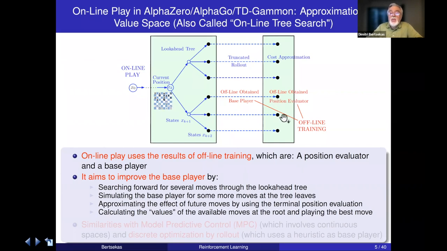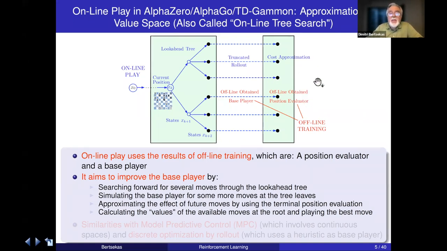After it has done the search, then it backs it up to the current position and calculates values of the available moves or decisions at the root. And this is basically a backwards dynamic programming calculation. And it obtains a numerical value for every move, and it picks the move that has the best value. So that's the way it works for a given decision. A single decision. Then after this decision is made, we generate a new position and repeat, do the same, generate a new position and go forward all the way to the end of the game or the end of the control interval, the decision interval.